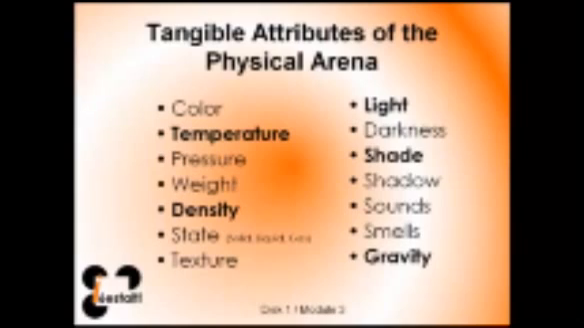So the tangible attributes of the physical arena, this is not all of them, but this gives you a very clear definition of it, are color and temperature and pressure and weight, density, state, like solids, liquids, and gases, texture, light, darkness, shade, shadow, sound, smells, gravity. All of these attributes are utilized in the physical arena. You probably in your own mind right now are naming off a few of the attributes that you're aware of in this physical arena. And just think about it: what are some of the attributes I have not discussed here?